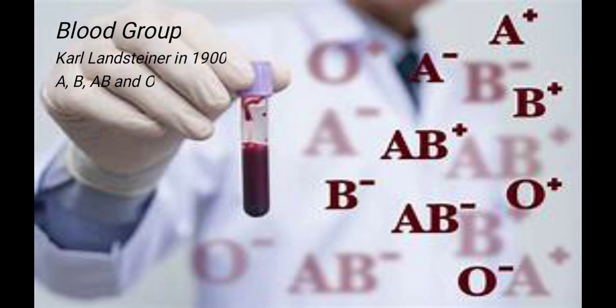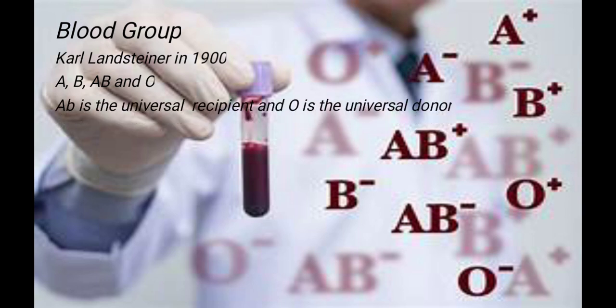A person with the blood group of AB type is the universal recipient, and a person with the O type blood group is the universal donor. So the blood group AB is the universal recipient and the blood group O is the universal donor because it can donate to all blood types and AB can receive from all blood types.